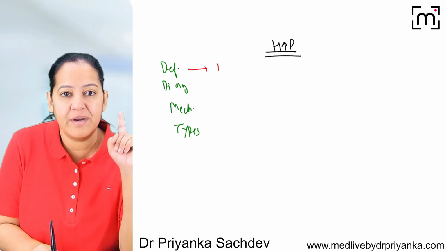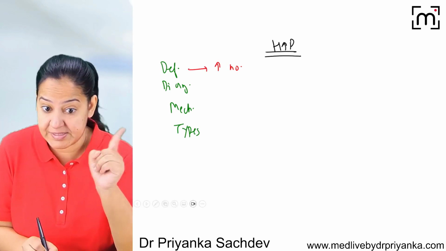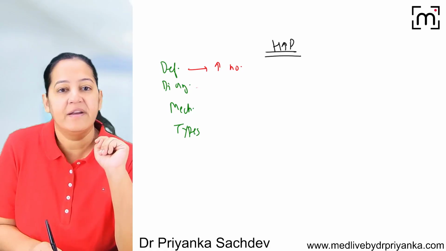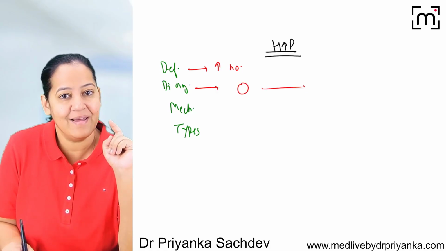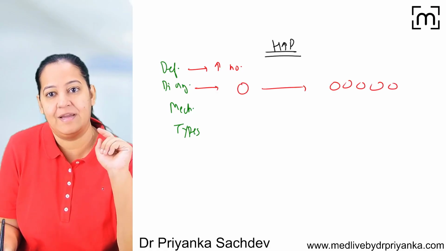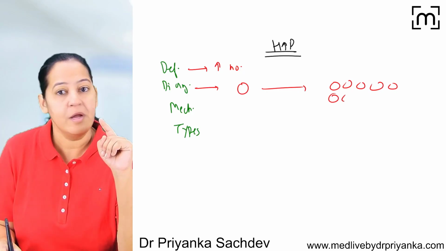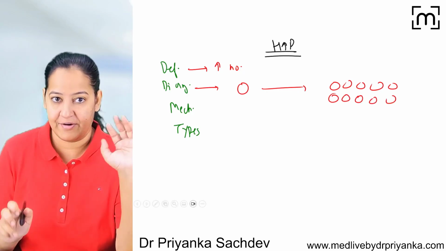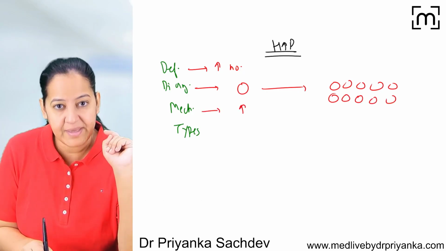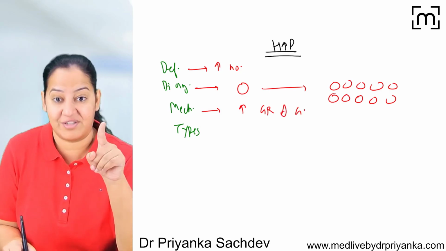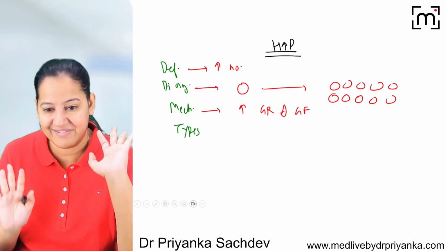The definition I told you: it's an increase in number, not the size of the cell. Increase in number, but not size. Diagram you can draw. So here one cell, and due to the stress, it becomes multiple cells. You can draw it, but the size is the same. So that is the diagram. Mechanism is increase in growth receptor and growth factor. I told you, you have to learn this line, and I have explained it to you also.